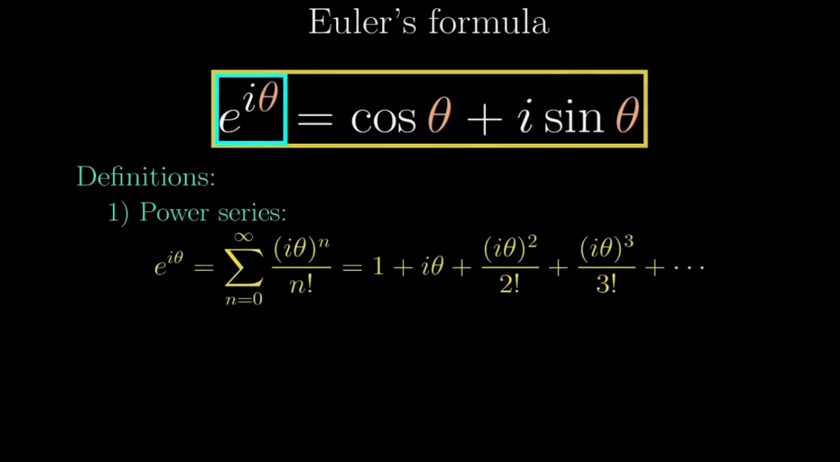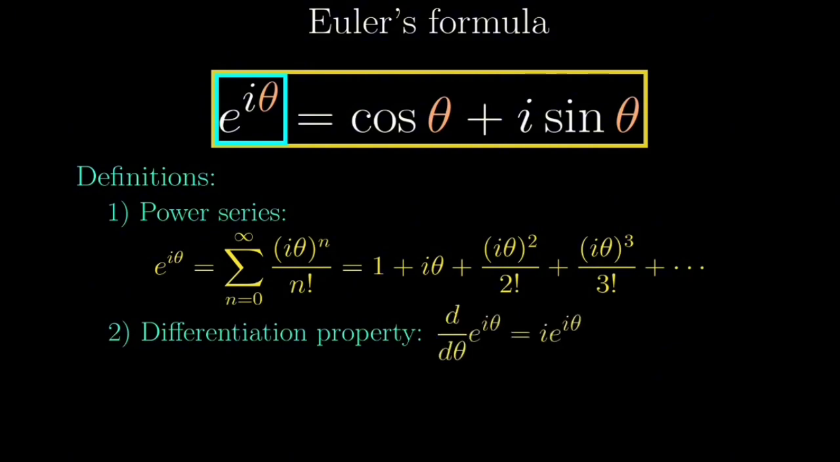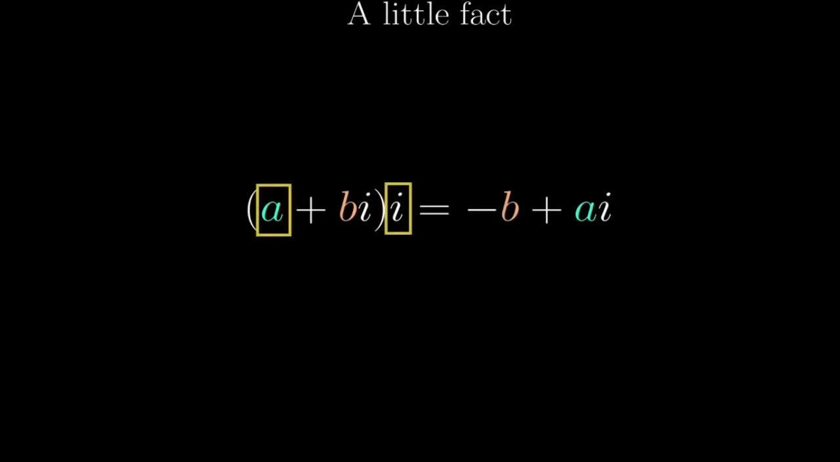So we turn to the second definition of the exponential, which uses its property related to differentiation. Namely, the derivative is simply i times itself, which is the basis of a nice visual proof. Before explaining this proof, we need a little fact, which is how we multiply a complex number by i. When a is multiplied by i, not too surprisingly, we get ai. And when bi is multiplied by i, we get -b because i squared equals -1. This means that the point (a, b) is mapped to the point (-b, a) by multiplication of i.